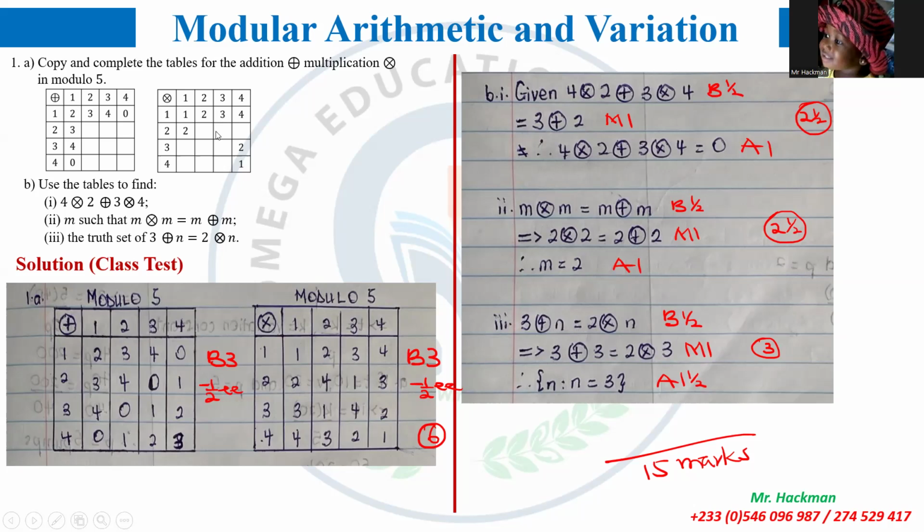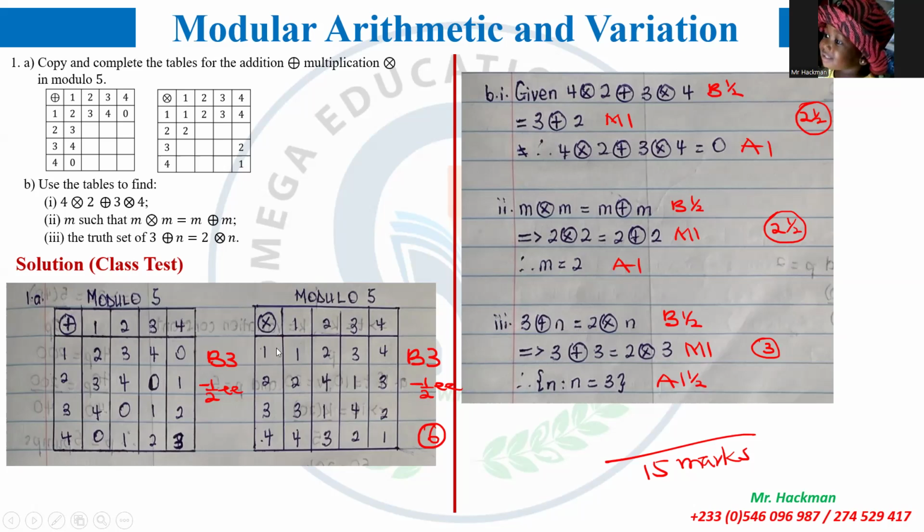We're given these two tables to complete in modulo 5. This one is the addition table, this one is the multiplication table. You can see the completed table here. If I'm looking for the value of 2 plus 2, I will do 2 plus 2, which will give me 4. 4 mod 5 is 4. So you do the same for the remaining values.